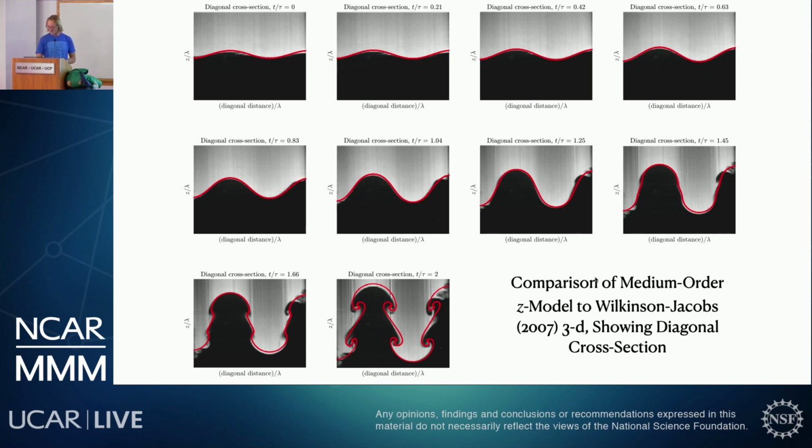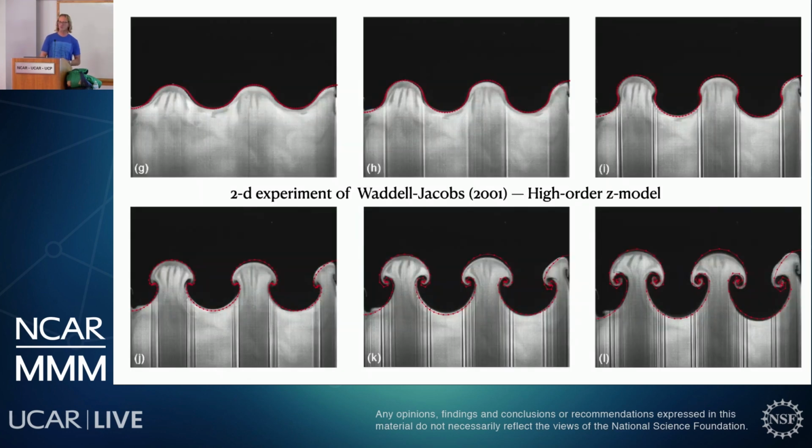So this was the full 3D experiment. There's also this 2D experiment of Waddell-Jacobs. And here you see, again, this is the 2D higher order Z model compared with this 2D experiment. Again, snapshots in time allowing the instability to develop. And you're getting what I think is very good comparison with this. So this is, in some sense, one way of validating how close you are to the full Euler equations. And in my business, we believe the Euler equations really do cover the fundamental mechanism of fluid flow. So that's a plus.